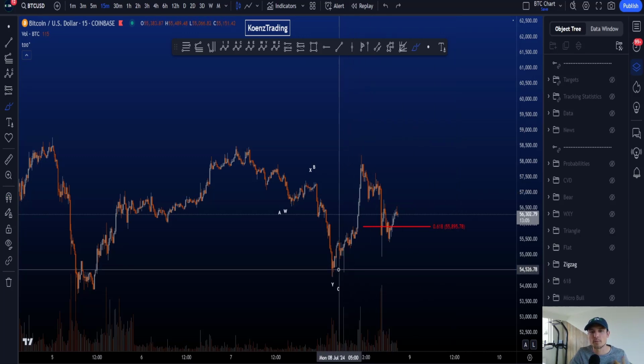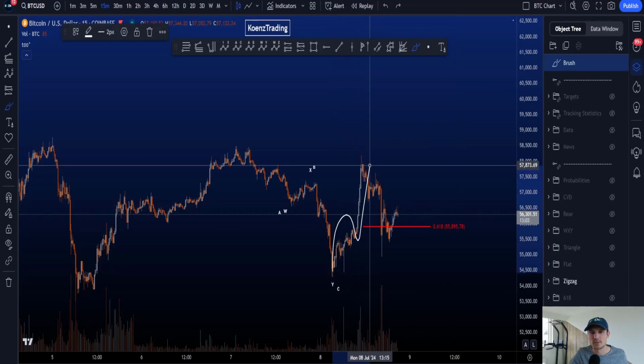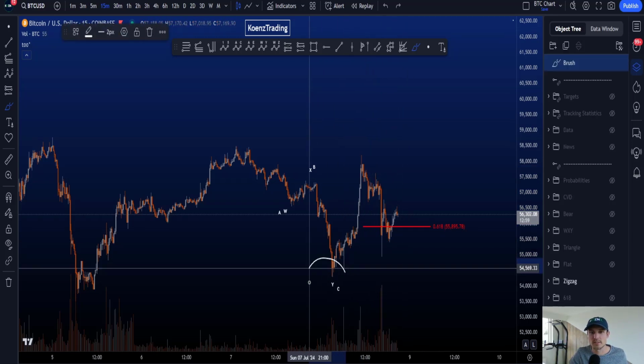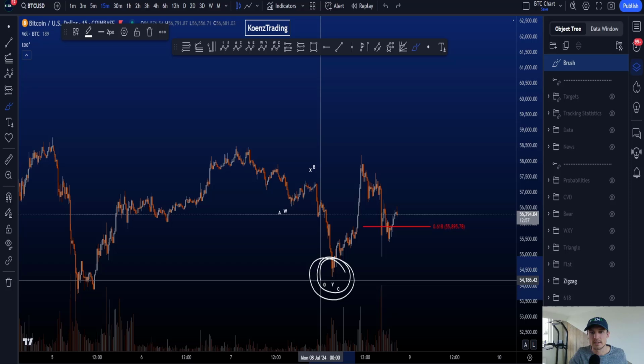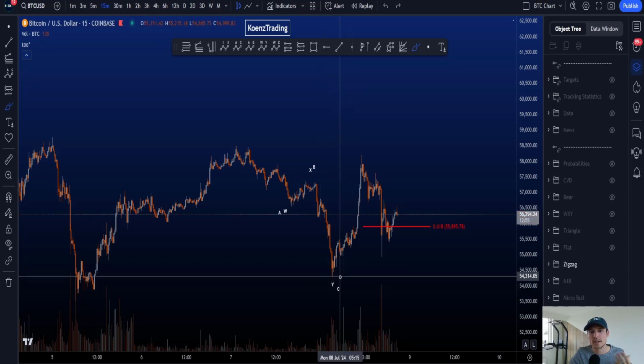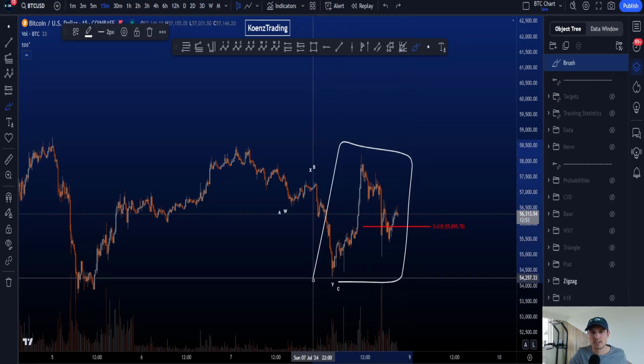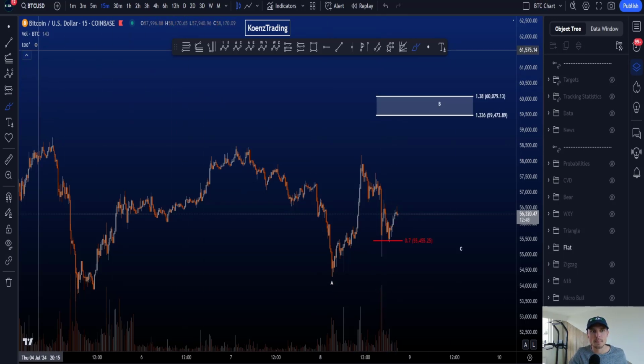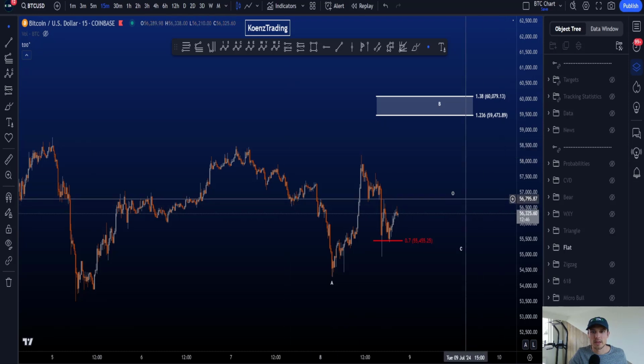So in other words, probabilities are higher. This is a 3-wave structure and not an impulsive structure, decreasing the probabilities to have a finished 2 or B at this particular low, increasing the probabilities that this price section is still part of a wave 2 or a wave B. Now the second scenario would be a flat.